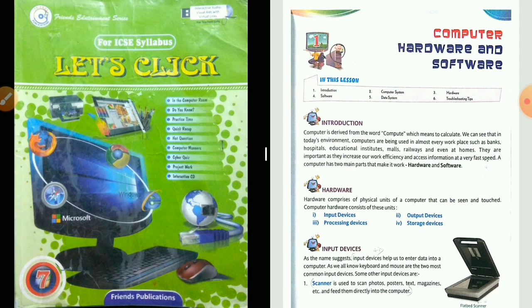Today, in this video, we are going to continue our first chapter, that is your computer hardware as well as your software. See, students, on the left hand side, this is the cover of your Let's Click book by Friends publication. This is the book we are going to use over here. On the right hand side, we have the first page of our book that shows your first chapter, and we have already learned some of the topics of the same.